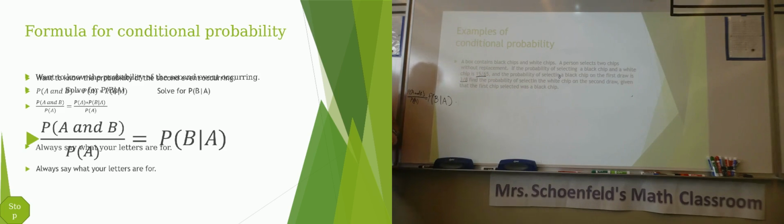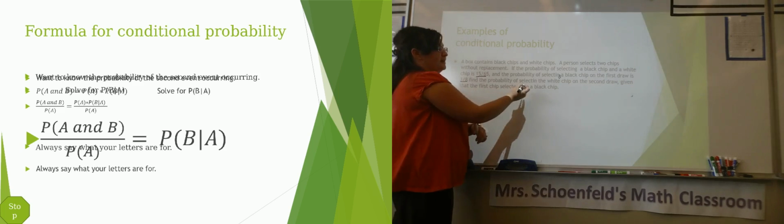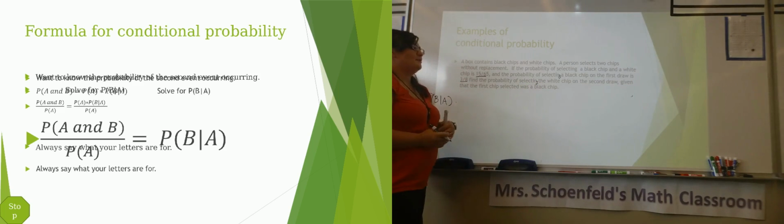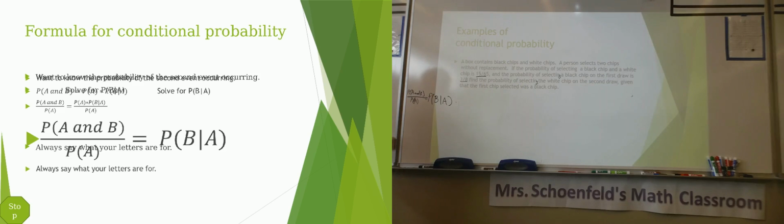Find the probability of selecting the white chip on the second draw, given that the first chip was a black chip. Okay, so that is tons of stuff in that question. So the first thing you'll need to say is, what do I want my chips to be named? B and W for black and white. Okay, so that's just kind of what you'll start with.